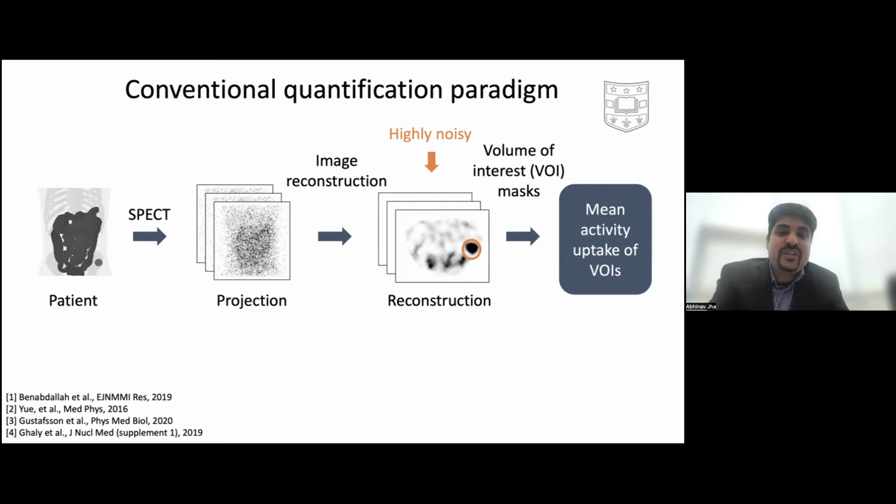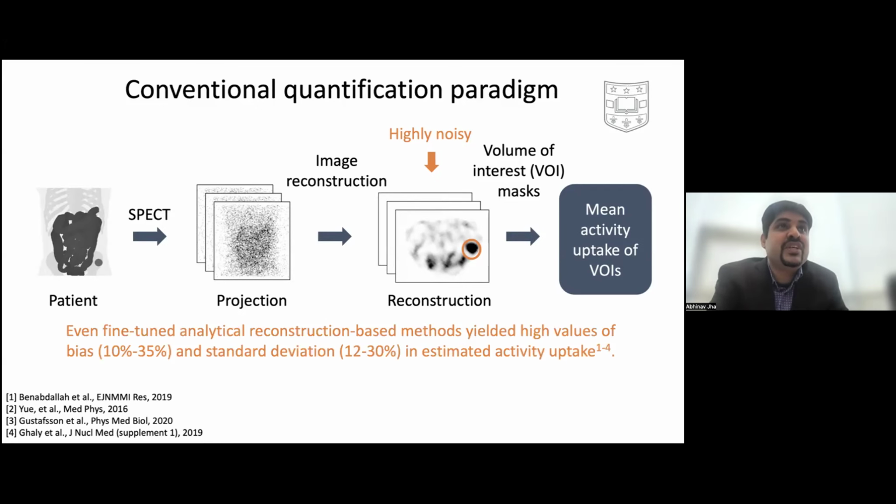And as a result of that, and this is again with conventional analytical based reconstruction methods, what we see is that even fine-tuned analytical reconstruction methods yield high values of bias and standard deviation in estimated activity uptake. And therefore, there has been a lot of research in this area on how to improve this, including work by Luke and your group as well in looking at Monte Carlo based reconstruction methods and the promise that they are showing. Our approach was, what's the task here?